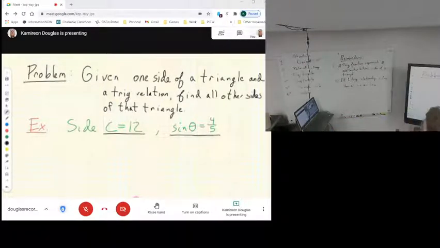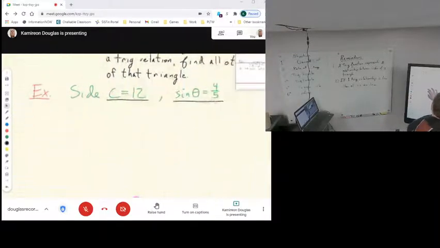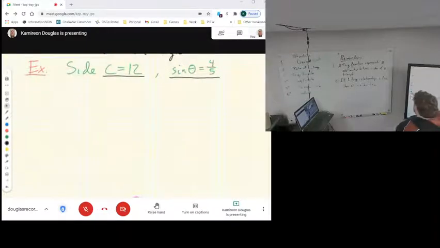Now, in this particular style of problem, it is assumed that this side C equals 12 is one of the standard sides of a triangle, where we have C opposite the right angle, the hypotenuse, A opposite from angle A, B opposite from angle B. So to start these problems, the first step I recommend every single time when we have our given information is step one, let's draw two pictures.